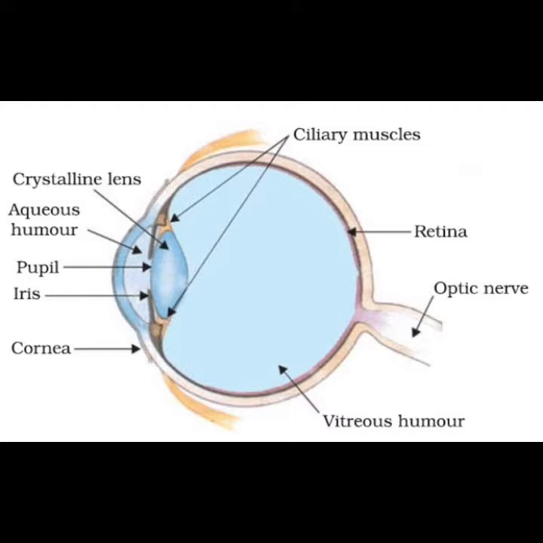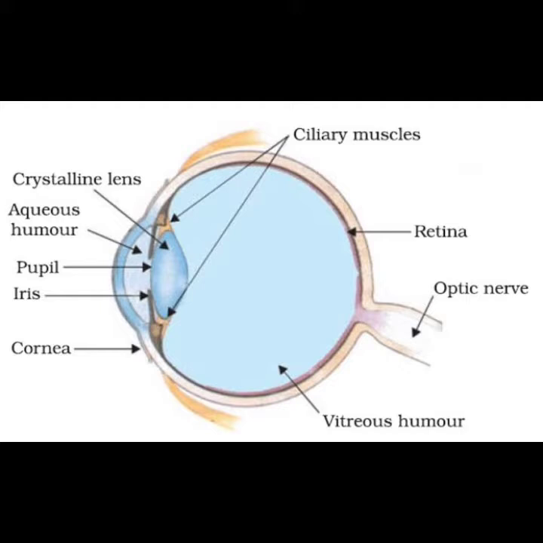Iris is the colored part of the eye. The iris has a hole at its center which is called pupil. Pupil appears like a dark spot in the center of the iris because no light is reflected from it. Iris controls the amount of light entering the eye by adjusting the size of the pupil. The iris is actually that part of the eye which gives the eye its distinctive color.